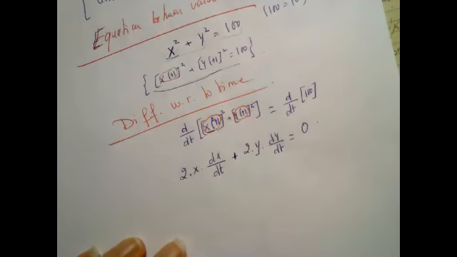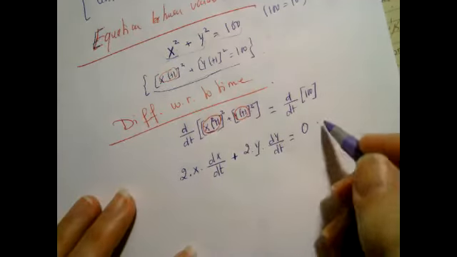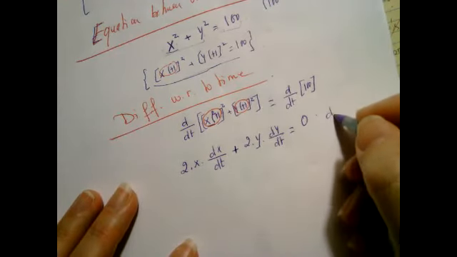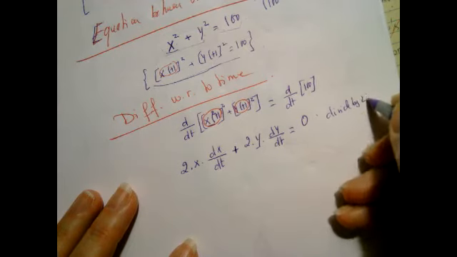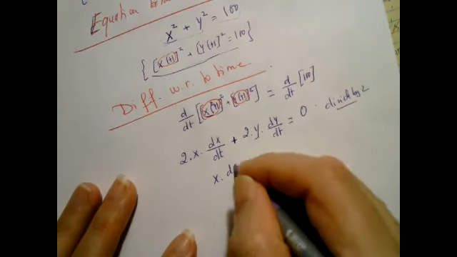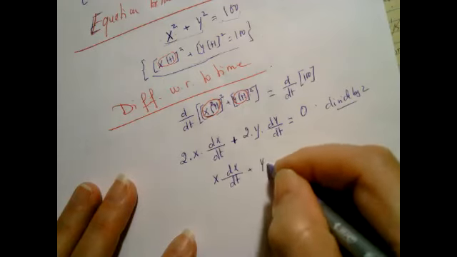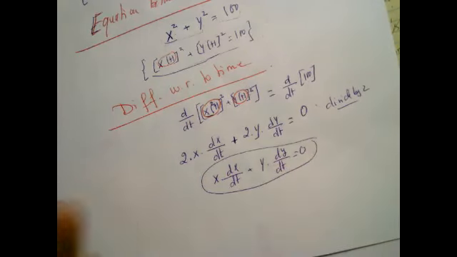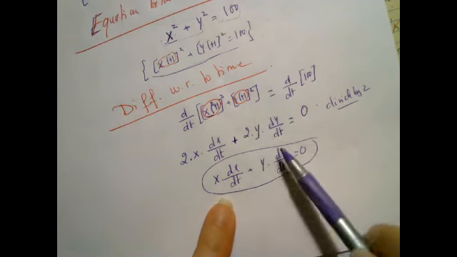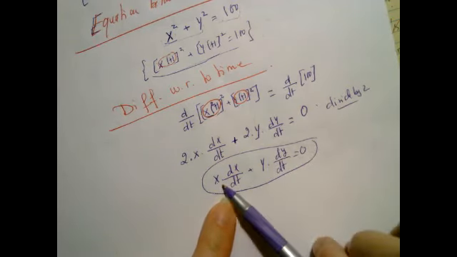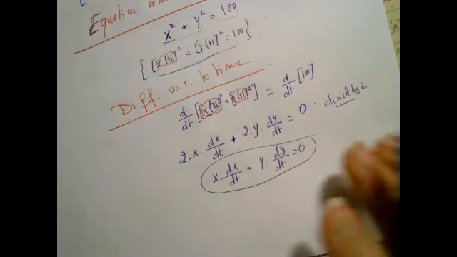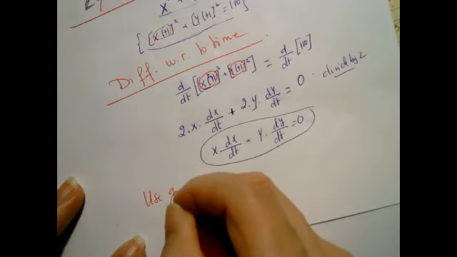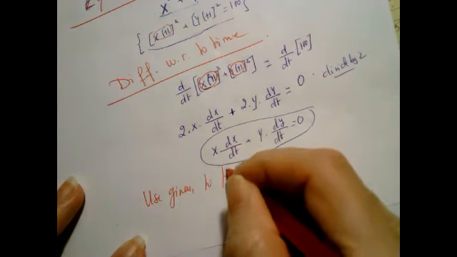Okay, and this will give me basically the relationship between the rates. So that's the equation that relates the rates. I can divide by 2 across the board and I get x dx/dt plus y dy/dt equal to 0. So that's the relationship between the rates. Now at this stage, if I know dx/dt, I can find dy/dt. If I know dy/dt, I can find dx/dt. I can do anything I want at this stage. So now the final part is to use the given to find the unknown.